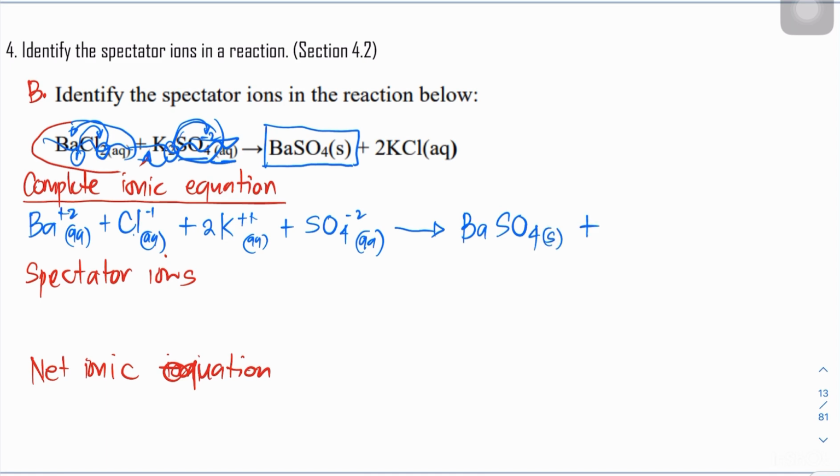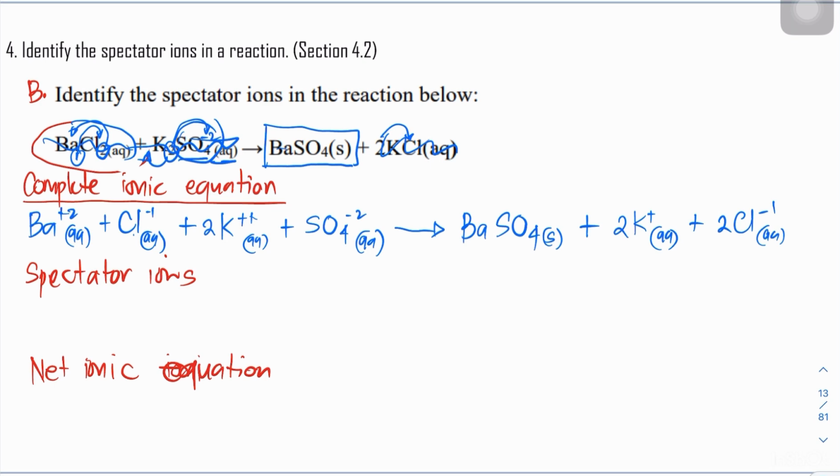And then plus the last one, we need to break it down because this is aqueous. Now this is 2 K, and that K is plus. And this 2 here is for the Cl. What is the charge for Cl? Don't forget to write aqueous. Plus 2Cl minus, and that is aqueous. All right, we're done with both sides. So this is our complete ionic equation.